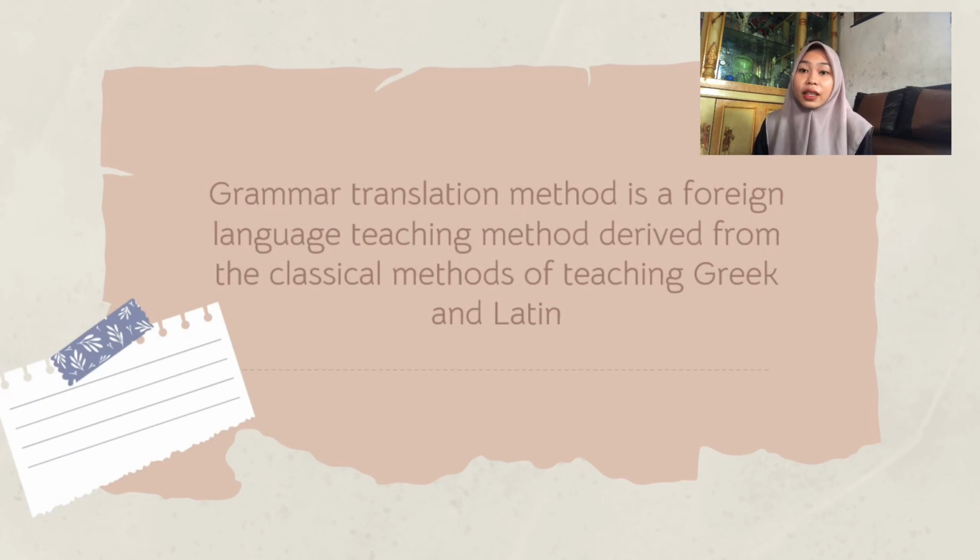The grammar translation method is a method of teaching foreign languages derived from the classical method of teaching Greek and Latin. In the grammar translation method, students learn grammatical rules and then apply those rules by translating sentences between the target language and the native language. Advanced students may be required to translate whole texts word by word.